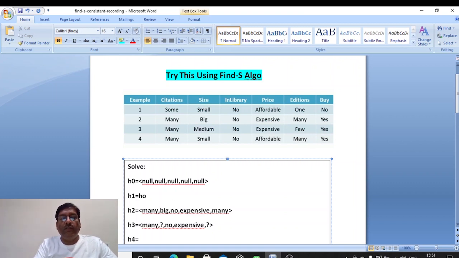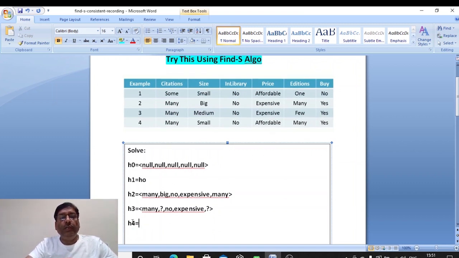And then lastly, the final step. What are you going to do? You are going to compare this hypothesis with the last example, that is X4. X4 is classified as a positive instance. You compare these values with the values in X4. Many compared with many, so it is matching, so you write it as it is. Question mark matches with any of the values, so you put a question mark. And then no matches with no, so you can mention the same value, followed by expensive matches with affordable.